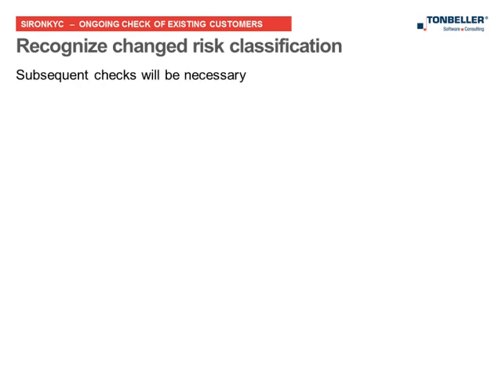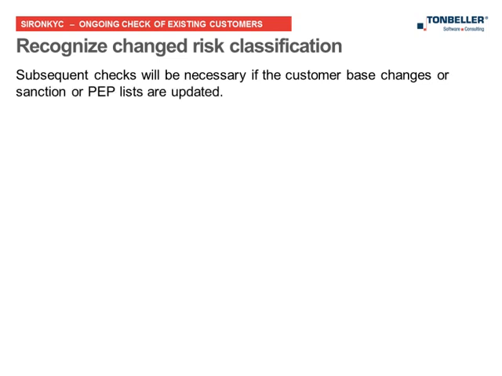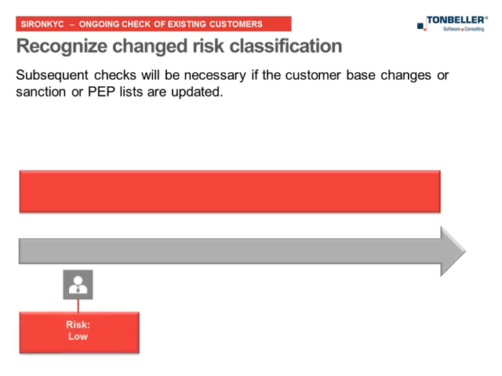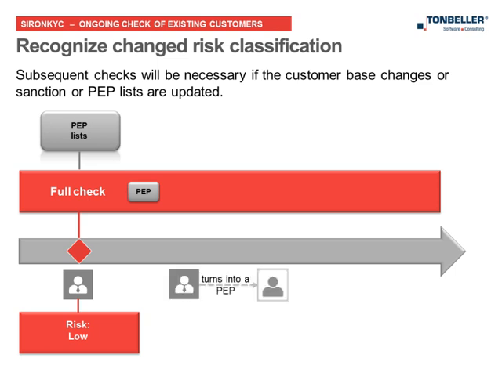Subsequent checks will be necessary if the customer base changes or sanction or PEP lists are updated. This ensures risk-based customer monitoring according to due diligence. Let's take a low-risk person. By taking office, this person becomes politically exposed and must be treated as high-risk customer.